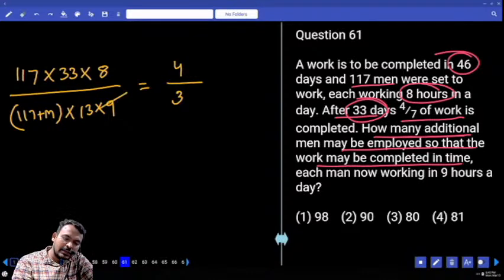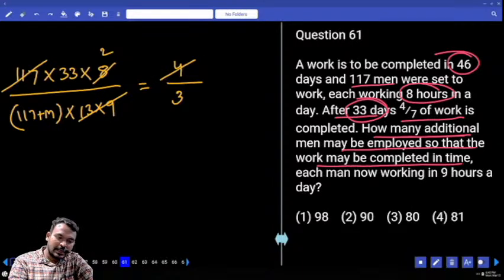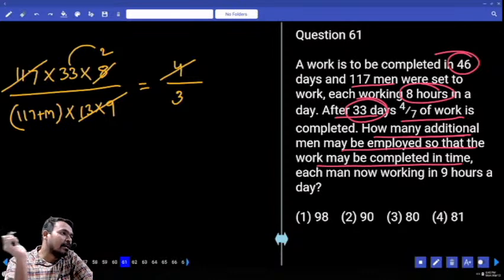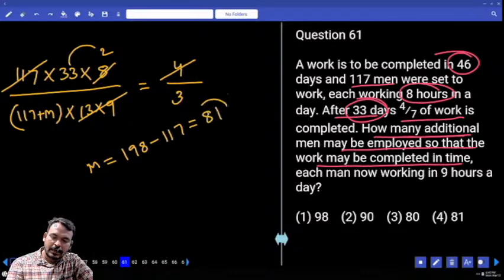First 39 the denominator, 117. The numerator also 117, cancel. 4, how many times 8? 2 times. 33 into 2 is 66, into 3 is 198. Then M equals 198 minus 117. What is the answer? 81.